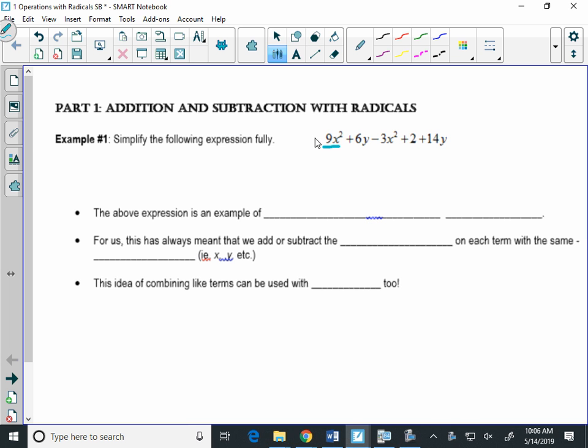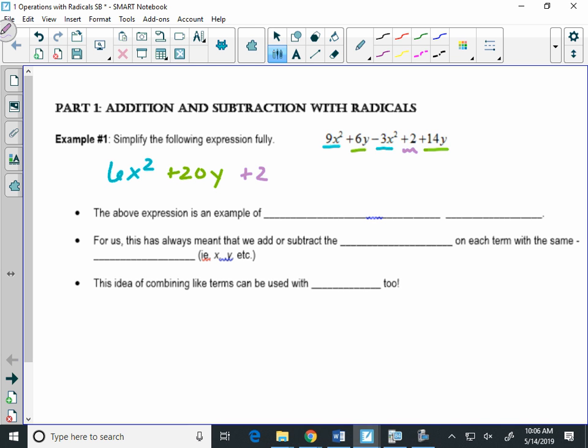So this is a 9x squared. Is there another x squared? Yeah. What do we get? We combine 9x squared and negative 3x squared. 6x squared. Okay. Here, this term has a y. Does another term have a y? 14. So what do we get when we combine 6y and 14y? 21. Does this 2 have a like term? No, so it doesn't change. It stays how it is and we just tack it on at the end.